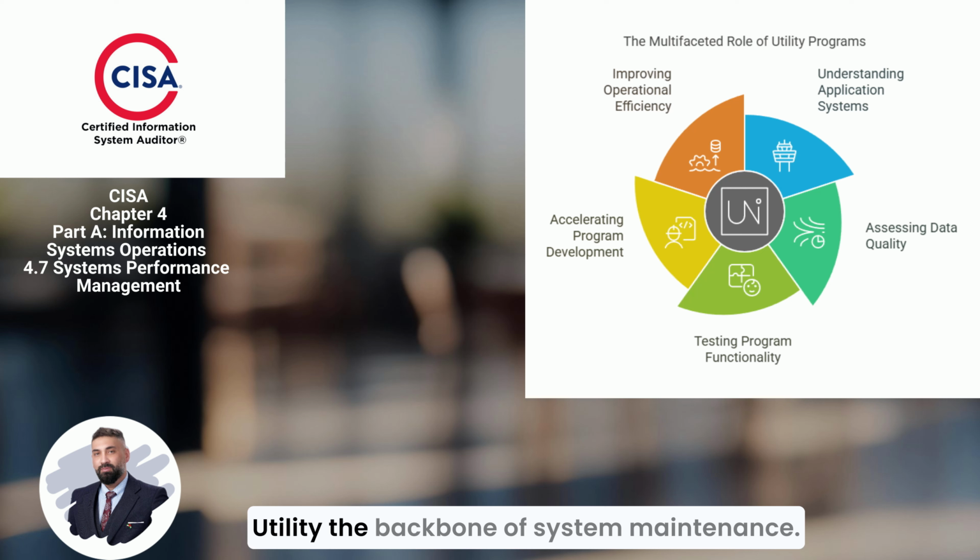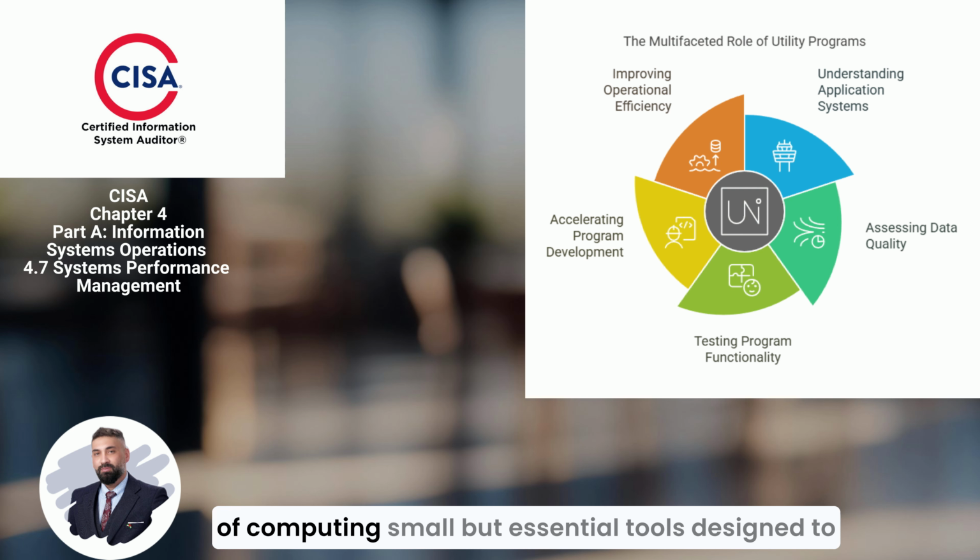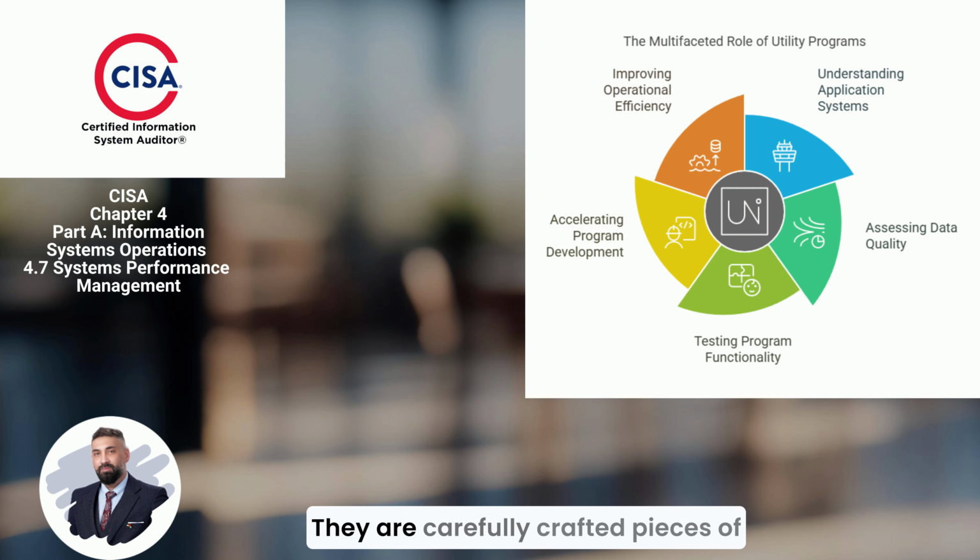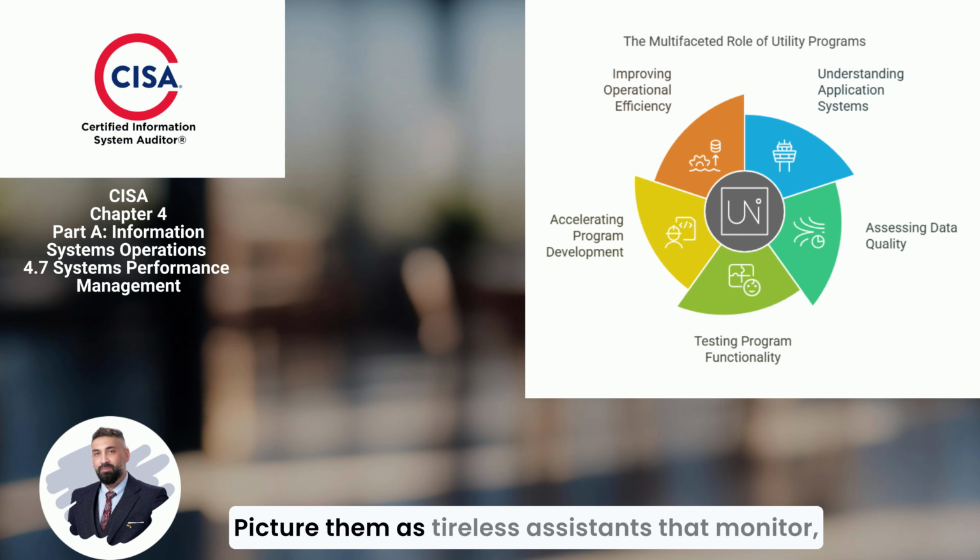Utility programs, the backbone of system maintenance. Utility programs are like the Swiss Army knives of computing, small but essential tools designed to carry out routine operations and maintenance tasks. They are carefully crafted pieces of system software that swoop in when your operations need support or analysis. Picture them as tireless assistants that monitor, clean, analyze, and even troubleshoot the system. Now, utility programs serve different purposes, and we can categorize them across 5 functional areas.